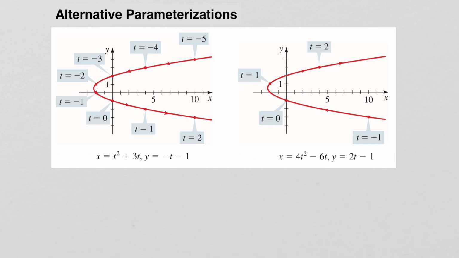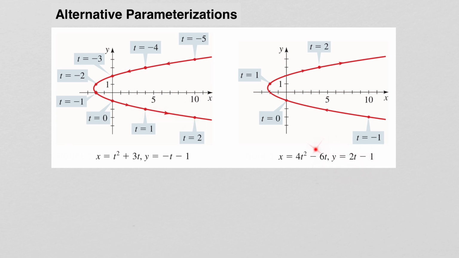Another thing I want to show you is that we could have gotten the same set of points as in the last example by using a different parameterization. I won't go through all the details here, but if you were to graph this set of parametric equations, notice that you get the same parabola that we got previously, but the orientation is completely different. So now as t increases, it is moving in this direction through that parabola.